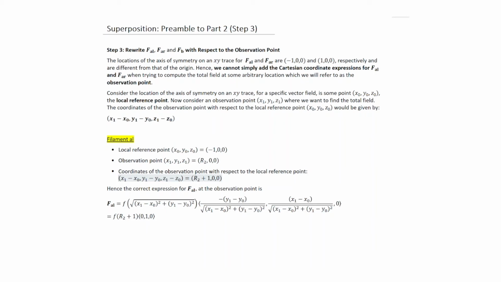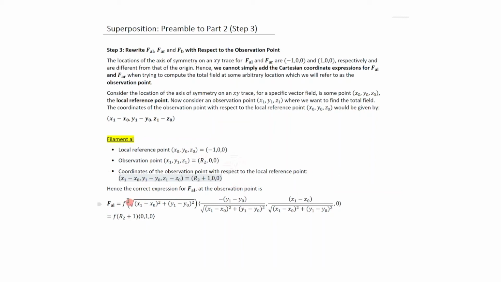So for filament AL, the local reference point had these coordinates. The observation point, which is given, has this one. So the coordinates of the observation point with respect to the local reference point is just subtracting the x, y, and z coordinates of these two, and we end up with this solution.